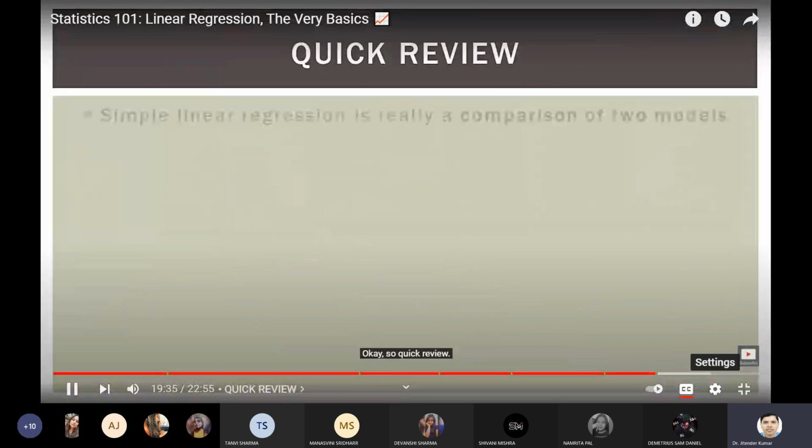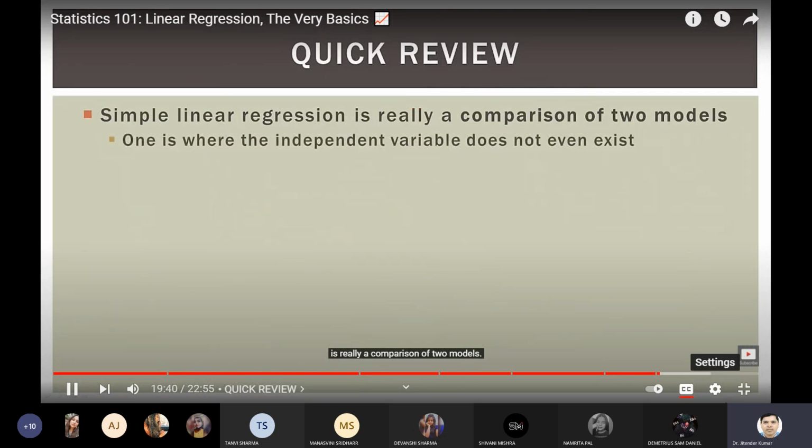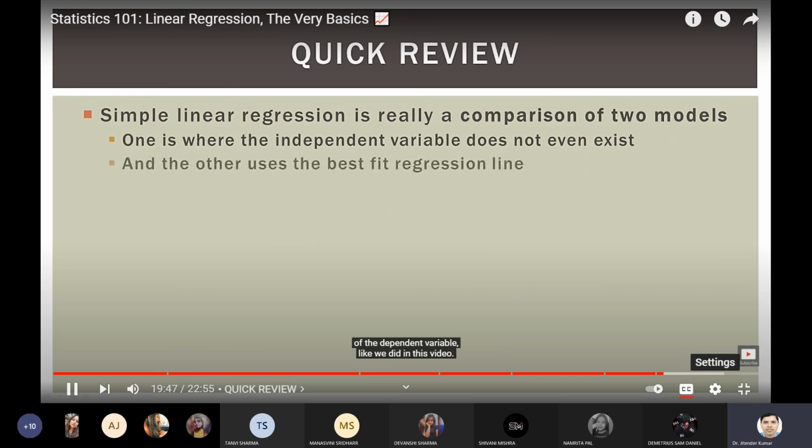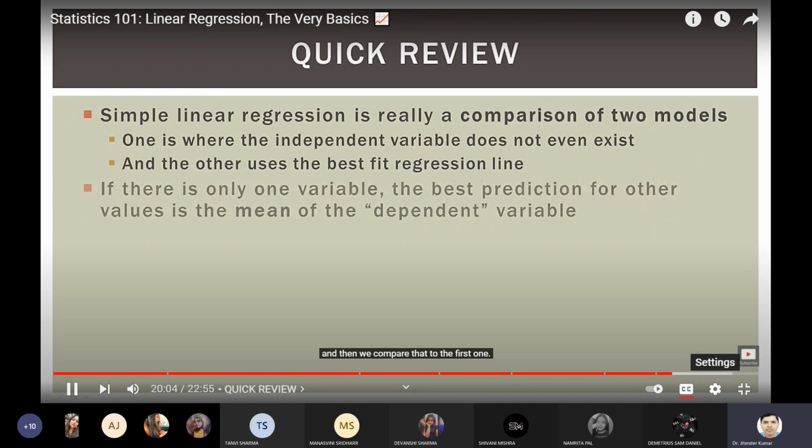Okay, so a quick review. Simple linear regression is really a comparison of two models. The first one is where the independent variable does not even exist, and we just use the mean of the dependent variable like we did in this video. The other uses the best fit regression line, where we go ahead and introduce that second variable, the independent variable, in this case the meal amount, and that creates a different line, and then we compare that to the first one. Now, if there is only one variable, like in this example for this video, the best prediction for other values is the mean of that dependent variable. And this was $10.